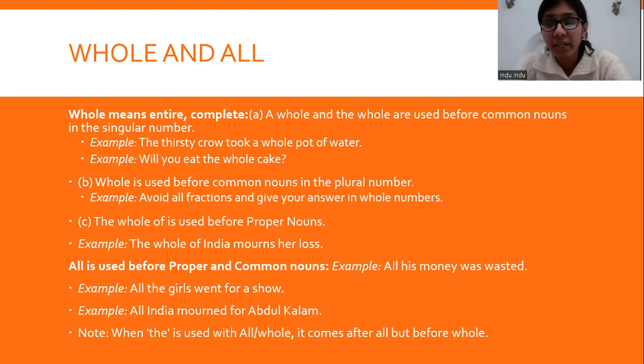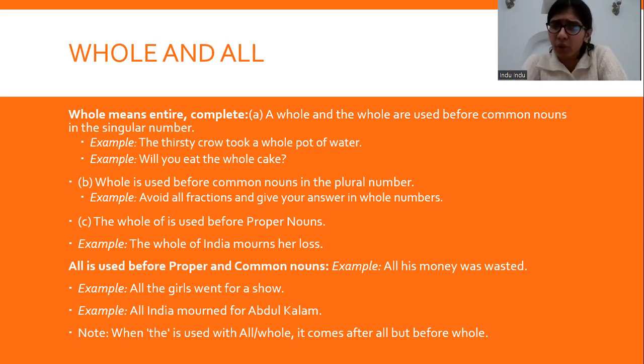Whole is used before common nouns in the plural number. So you should remember a whole and the whole are used before common nouns in singular number, whereas whole is used before common nouns in the plural number. Avoid all fractions and give your answer in whole numbers. The whole of is used before proper nouns. The whole of India mourns her loss. India is a proper noun.